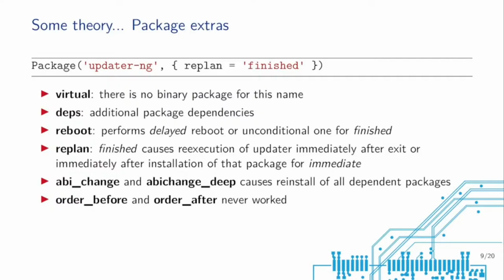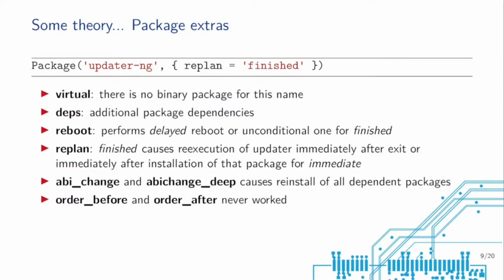And then we have something that works pretty easily, and those are update change and update change deep. Basically, if some package depends on some other package, and that other package changes, we can say that it changes ABI, and thus every package that depends on it would be reinstalled. There is a special need for it for binary interface. That's why it is called ABI.